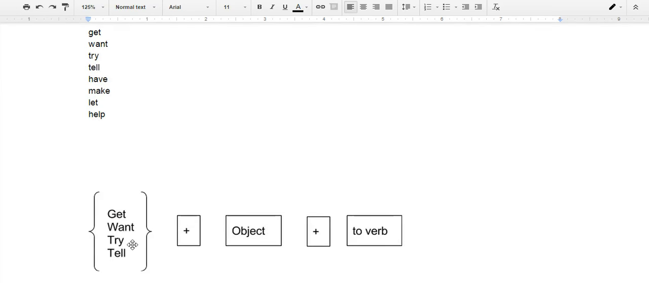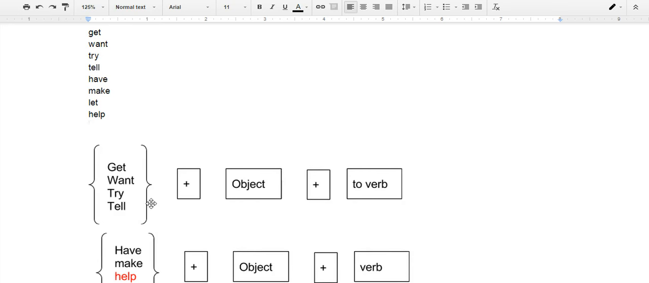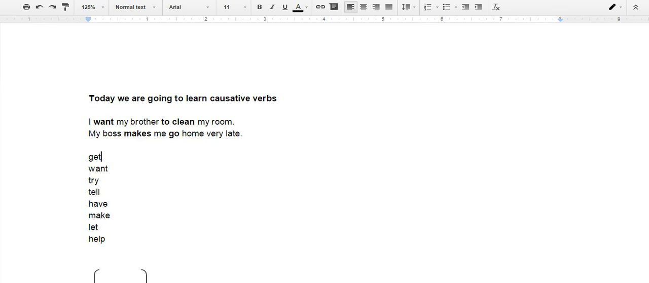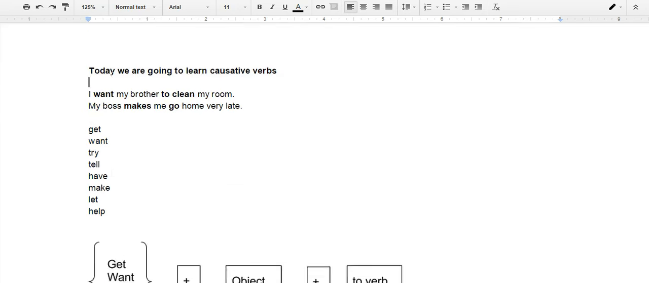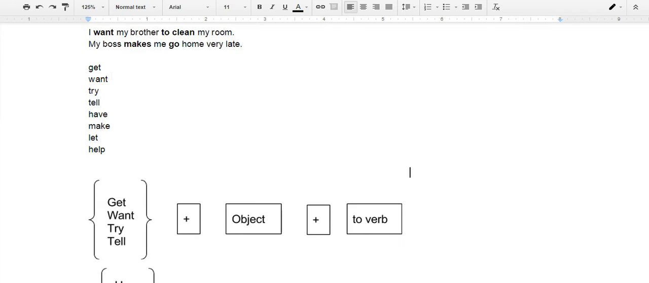And this is the little formula for how we use them, right? First of all, repeat after me: get, want, try, and tell. So when we have these, as you have noticed in the example above, I want my brother, I want my plus object, my brother, plus to plus verb. In this case, I want my brother to clean my room. Okay, he doesn't want to do it, but I want him to clean. Or actually, I'm going to make him clean my room. So these ones always use the object plus to plus verb.